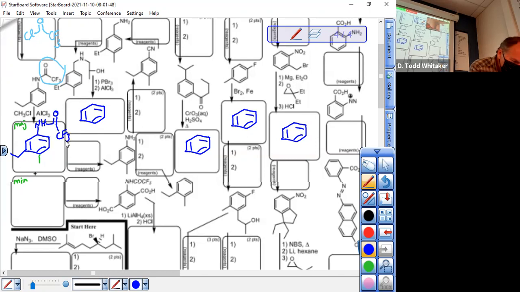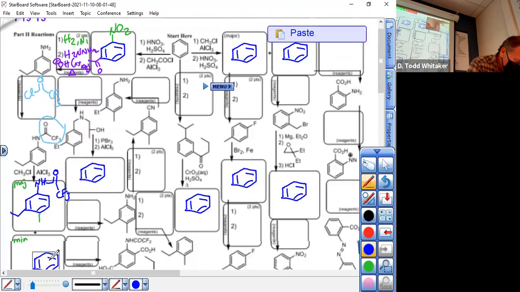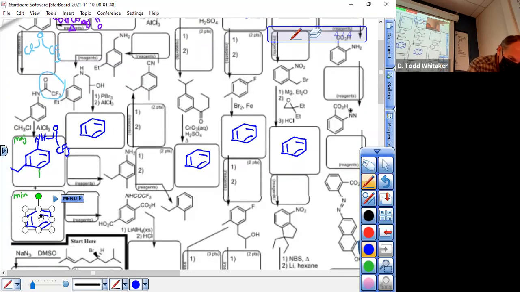This one, same story. Uh-oh, it's way up here. NH COCF3. Methyl group has to go ortho. Put it right there. Ethyl's here.